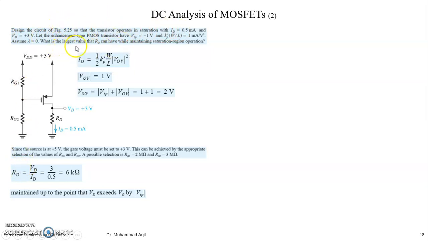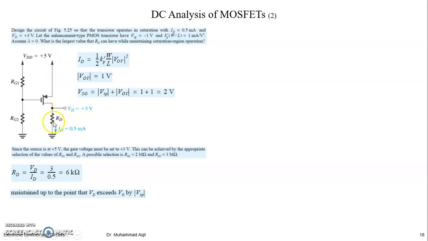Now the second part is, what is the largest value? For example, if someone changes this value from our designed values, takes these values the same but increases this value, then how much can RD be increased while remaining in the saturation region? We have to find this, right? So if we increase RD, what will increase? VD will increase, it means VSD will decrease, right?